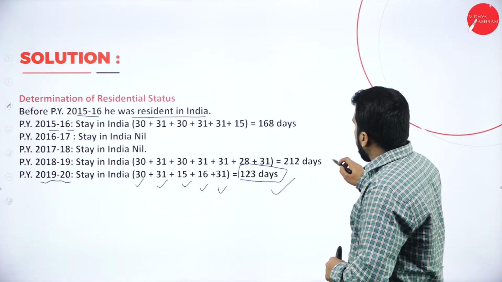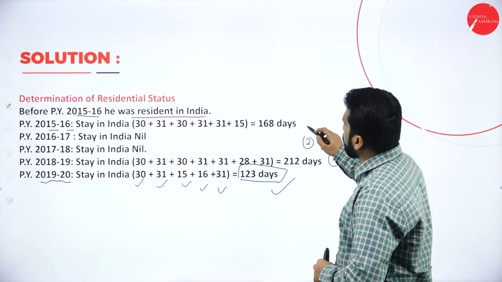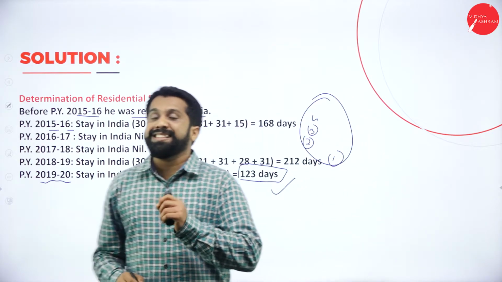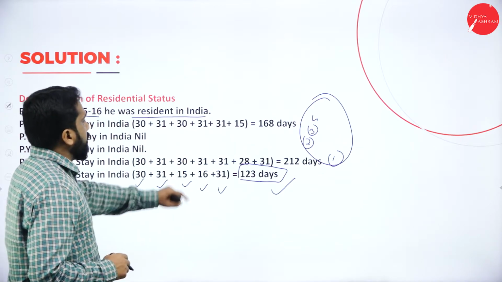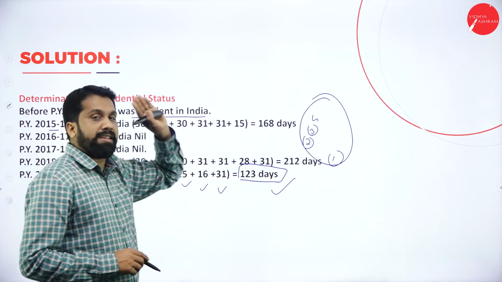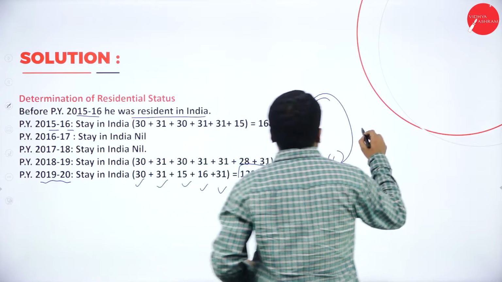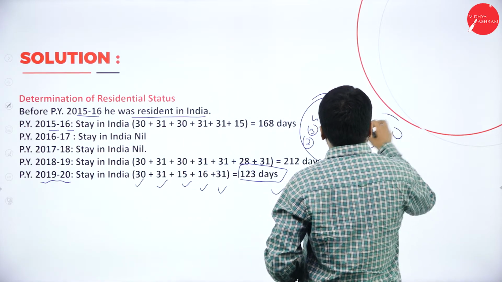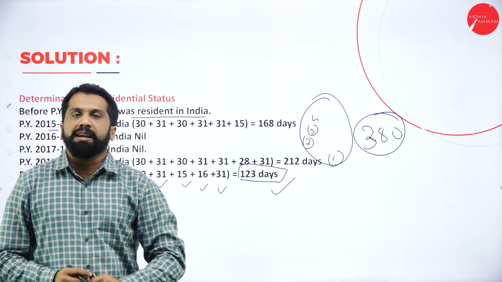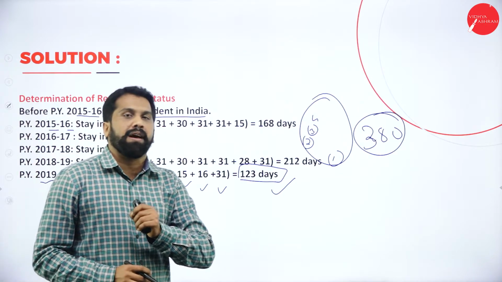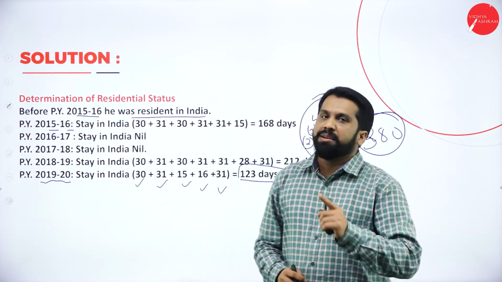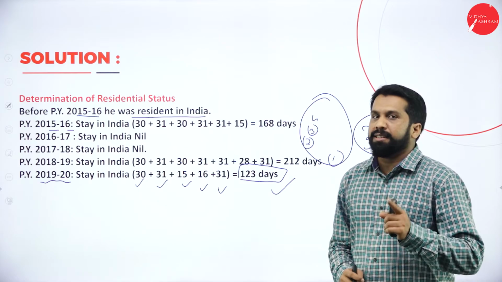Along with that, out of the 4 years, he must have been there for 365 days. We'll check 168 plus 212. It will come around 380 days. Out of 4 years, he was there for 380 days. How many days did we require? We required only 365. But he was there around 380 days. So, he is called a resident. Clear? Yes.